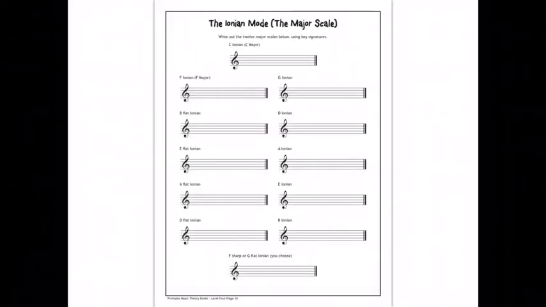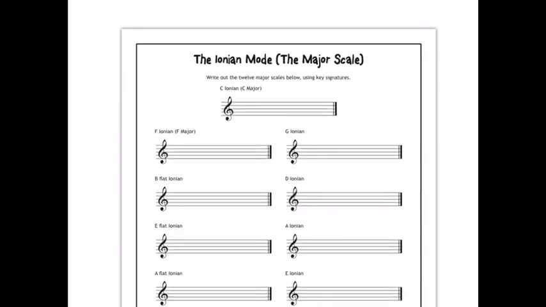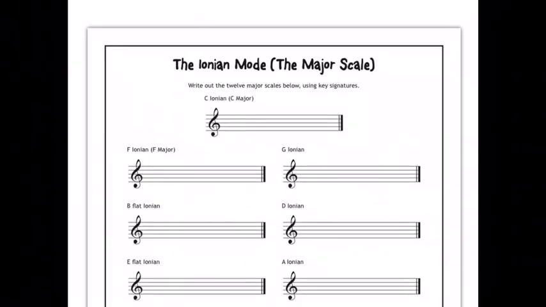Now this page should be incredibly easy for you. It says we're working in the Ionian mode, the major, the basic major scale, and it says to write out the 12 major scales below using the key signatures. You are writing 12 Ionian modes, but you're really just writing 12 major scales. So you could have done this in grade 10, right? Write for me a C major scale, an F major scale, a B flat major scale, an E flat major scale, and make sure you use the proper key signature every time.